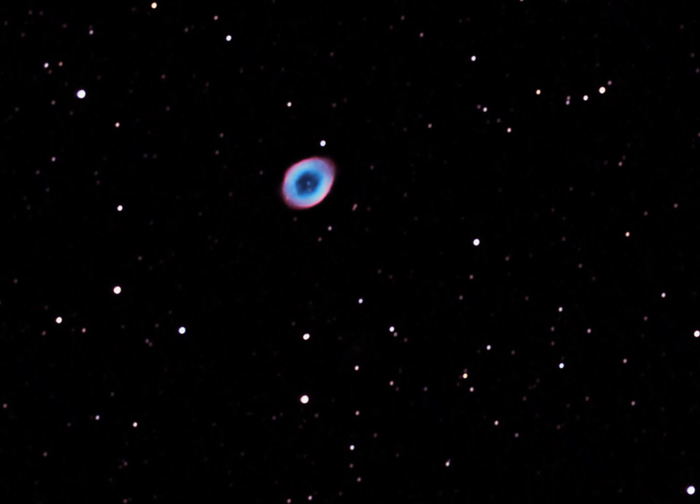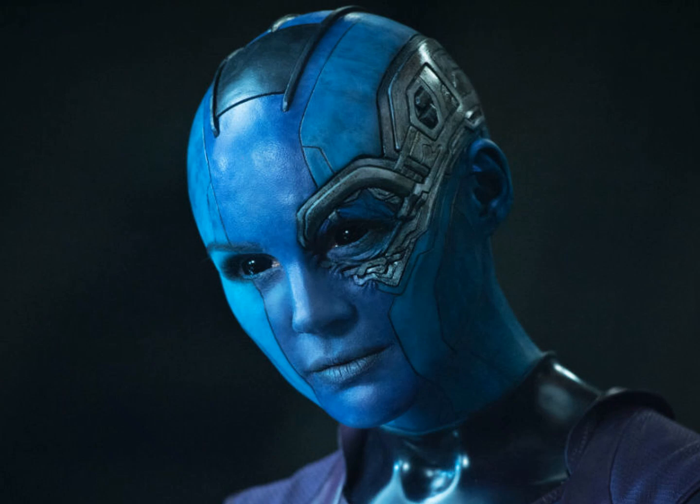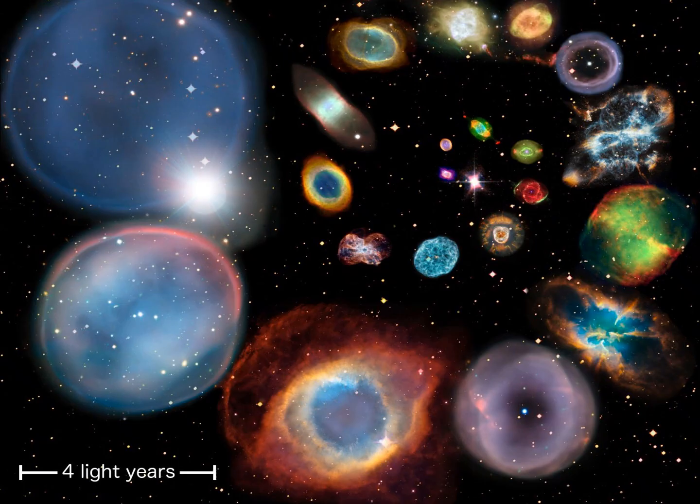This one here is round. You can see there's a little star, a little white dwarf at the center, and so it should be pretty easy to identify. This is a planetary nebula. Okay, and that's the end of this, and that, of course, is Nebula from the Marvel Universe.